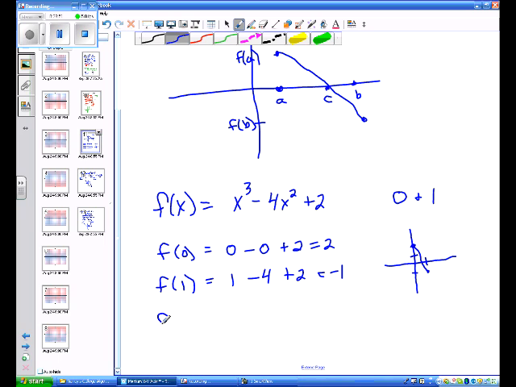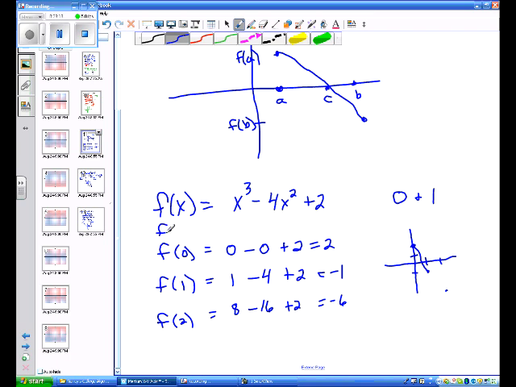Now, let's just go ahead and see, well, what about f of 2? Well, 2 cubed is 8. 2 squared is 4 times 4 is 16. Plus 2, this would be negative 8 plus 2, which is negative 6. So you can see at the next integer, we're still negative. So that means we didn't have a root between there.